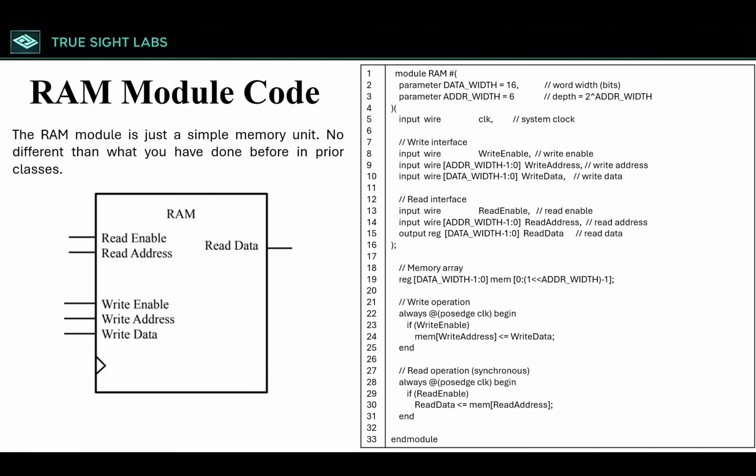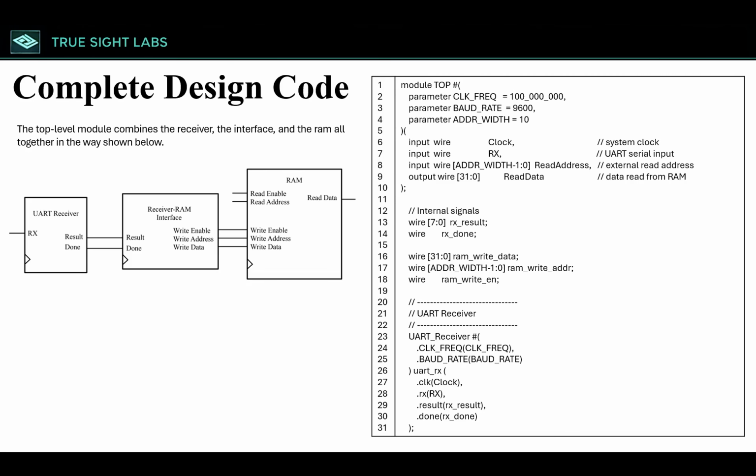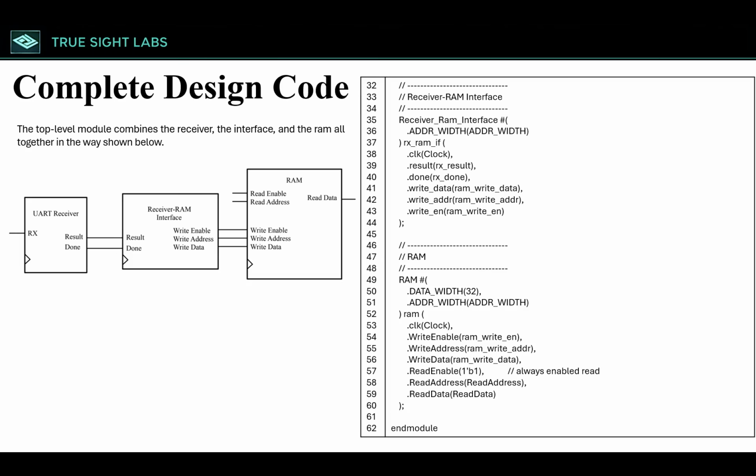This is the RAM module. It's a standard memory unit, so there's nothing new here, so we won't go into detail. This is the top-level module for the complete design. In this code, we declare the module, define the parameters, declare the internal wires, and instantiate the UART receiver. This is the rest of the top-level module. In this section, we simply instantiate the receiver RAM interface and the RAM and connect the signals between them.